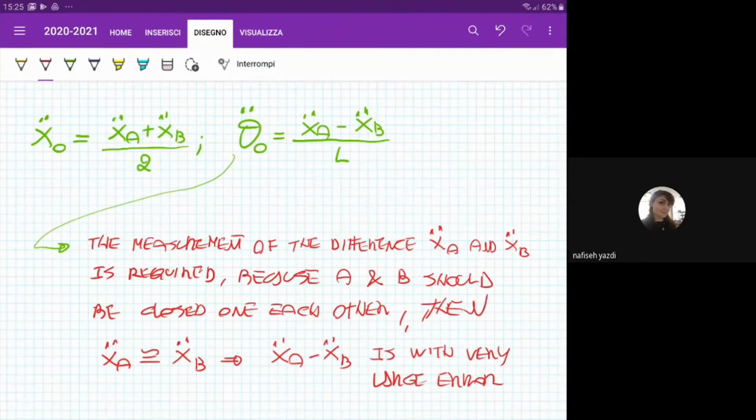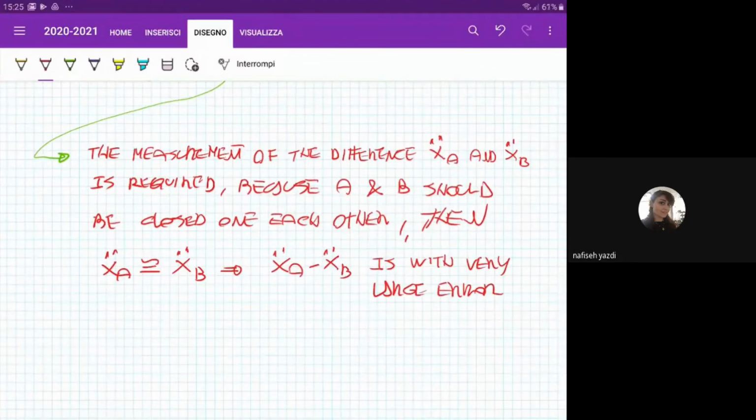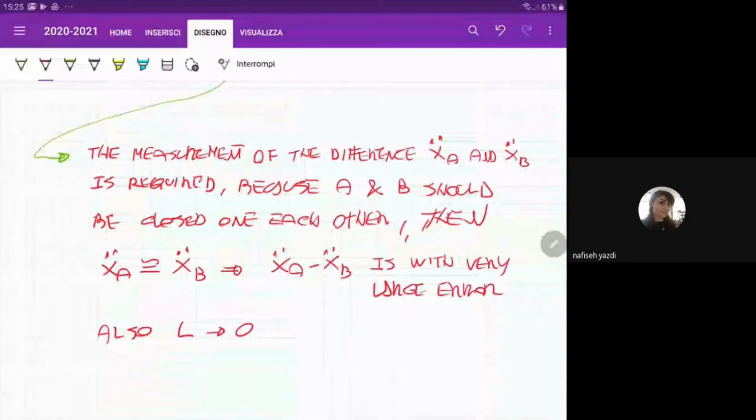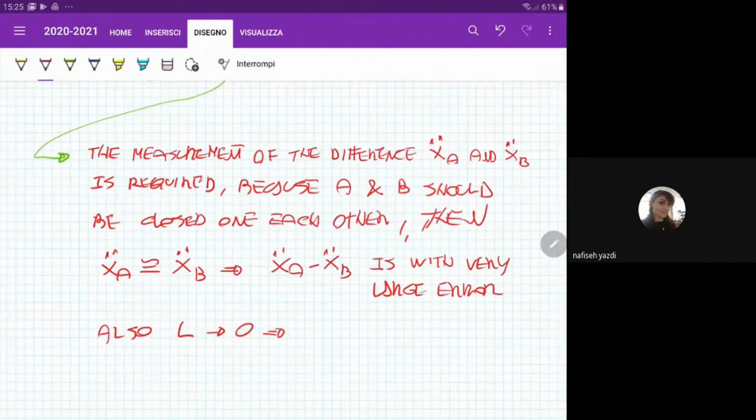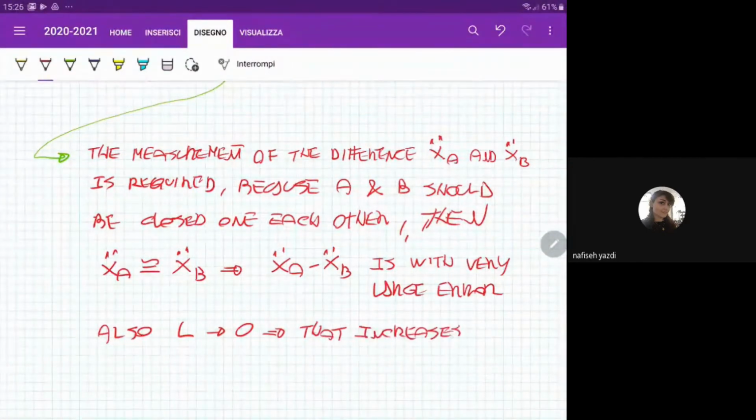Moreover, also the distance L is a small quantity. So you get noise divided by practically 0. And so the result is, let's say, with lower accuracy. Okay. Also, L goes to 0. That increases the uncertainty.